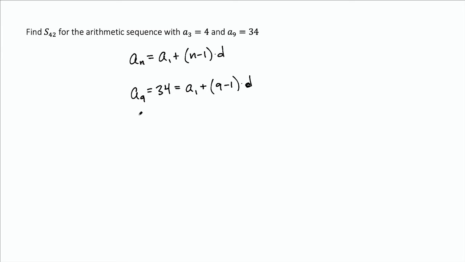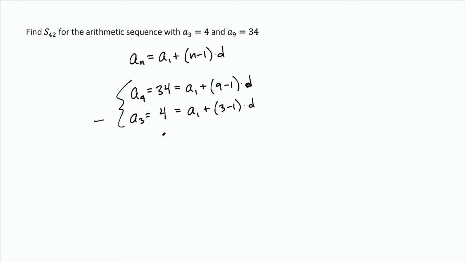And then we know a sub 3 is 4. So we have a1 plus 3 minus 1 times the common difference. Well, we have a system of equations here now, and we can use it to solve for a1 and d. So I'm going to subtract the two equations.